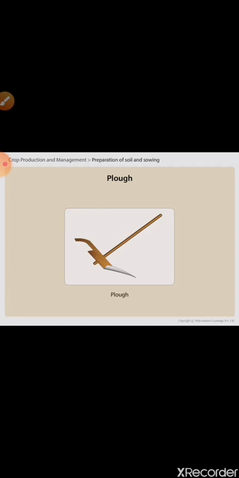Plowing. The process of loosening and turning of the soil is called tilling or plowing. This is done with the help of different agricultural implements such as plow, hoe, and tractor. We will now see what are these agricultural implements.